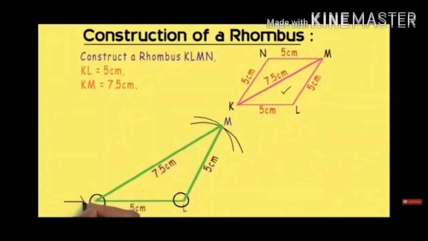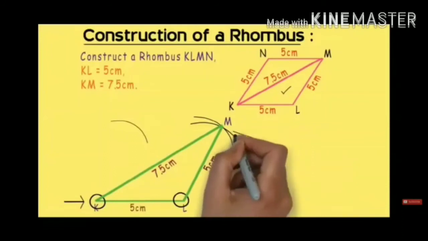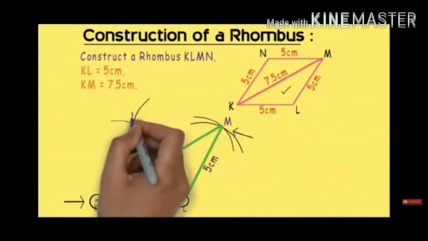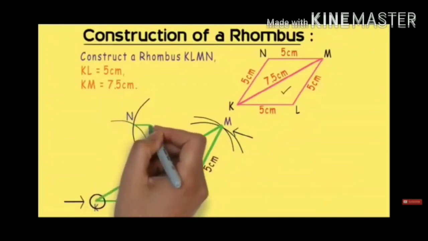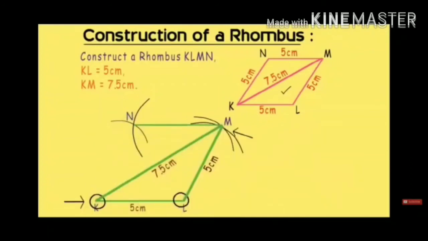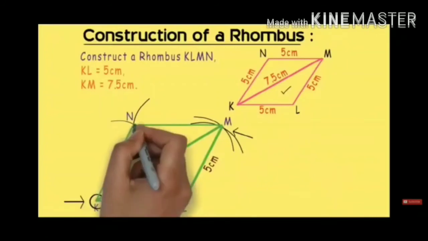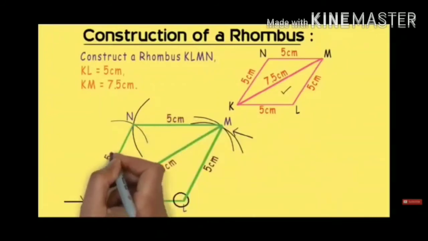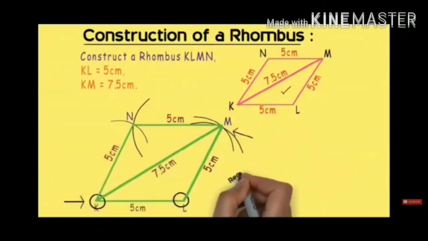Now with center K, radius 5 cm one arc, and with center M also 5 cm radius an arc. They cut each other at a point N. Join NM and KN. The required rhombus is formed with 5 cm side and the diagonal 7.5.